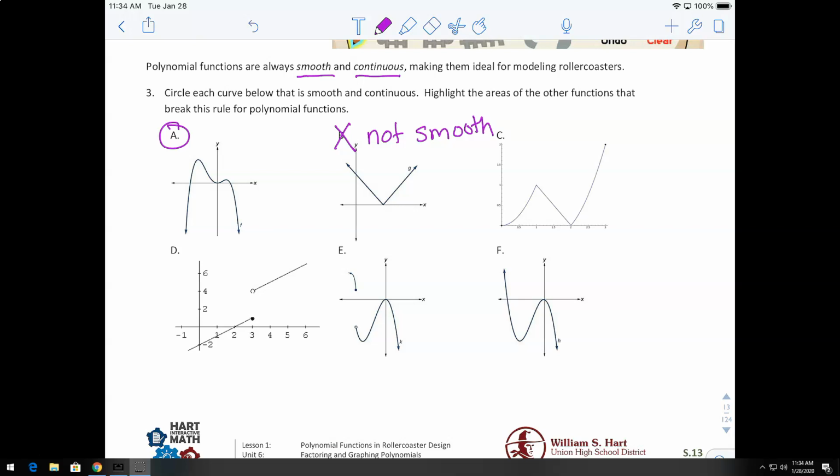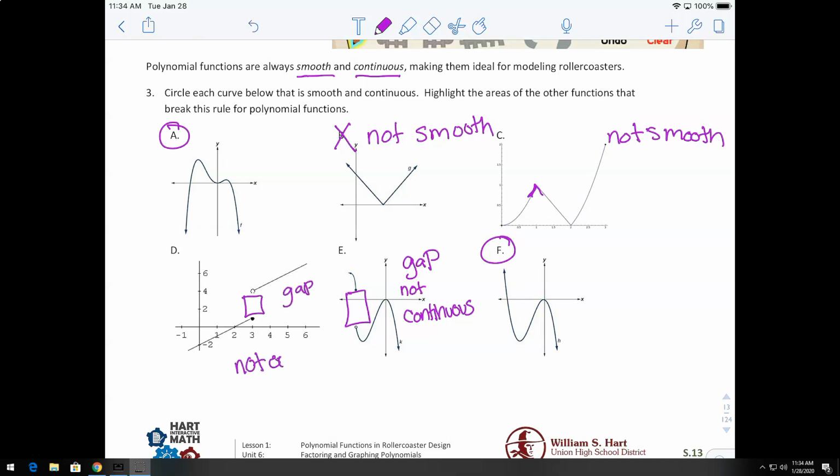This one does not work for my roller coaster. It is not smooth. This one does work for my roller coaster. This one does not work for my roller coaster. It has a gap. It is not continuous. D does not work for my roller coaster. It has a gap. It is not continuous.